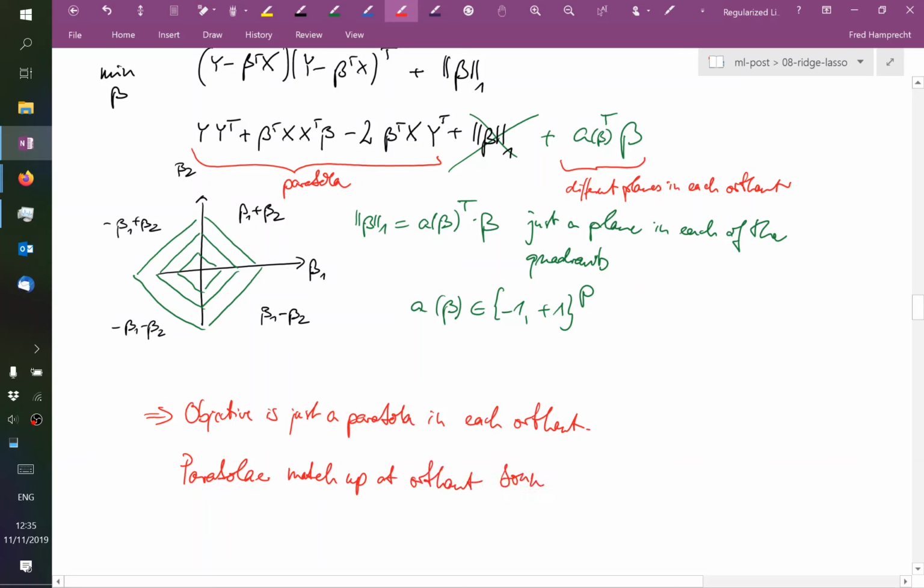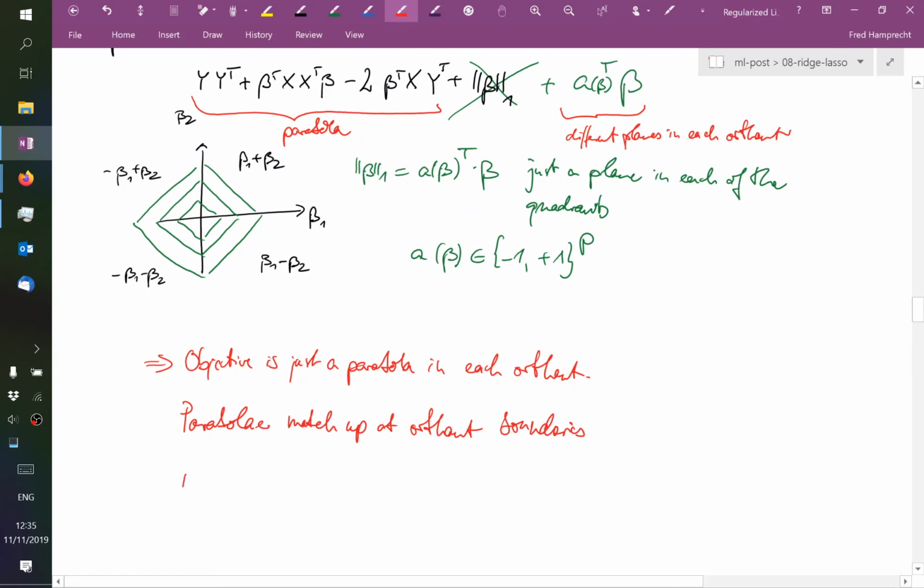They match up at the orthant boundaries. And now comes the important part with the convexity. Thanks to convexity, we have actually a single minimum. So the first two statements just say we have a parabola, a different one in each orthant, and they match up. But the first two statements could still permit different minima in the different orthants. But thanks to convexity, we have a single minimum.